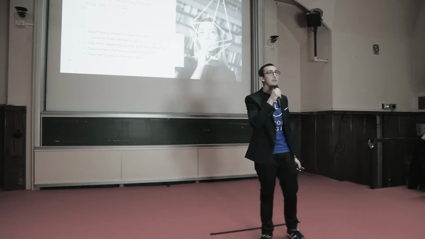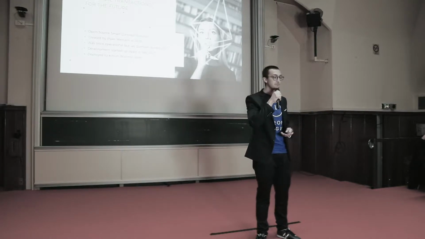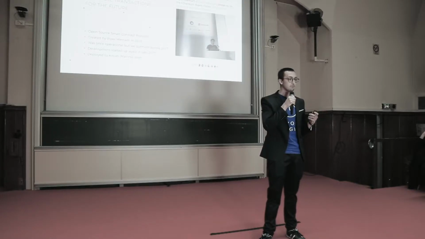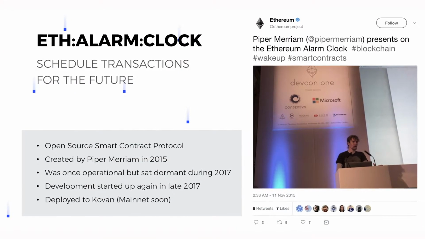So when Chronologic came around and picked it up, what we did was we rebuilt it, got it functional again, built up a ton of JavaScript tooling, rewrote the whole test suite using Truffle, and we've been building a front-end dApp that uses it, and we're hoping to get a lot more third-party integrations involved. So right now we have it deployed on Kovan and pending on the mainnet. So here's a picture of Piper doing the first talk on the alarm clock at DevCon 1 in 2015.